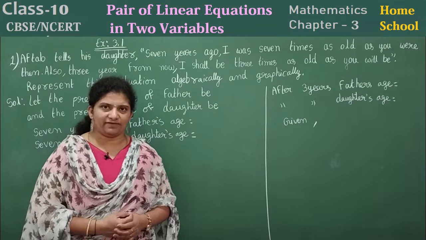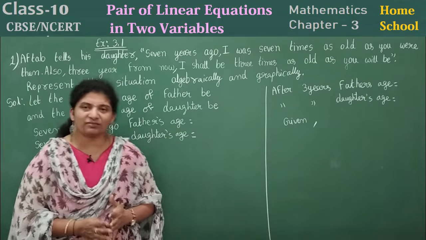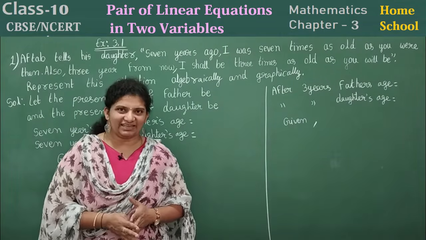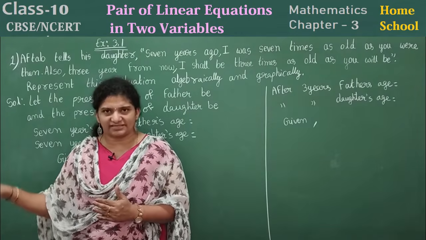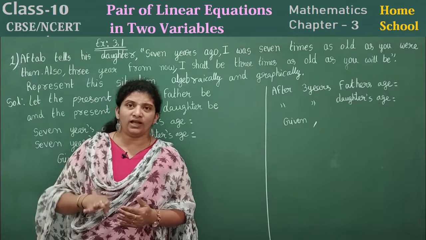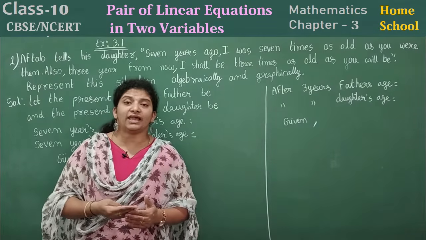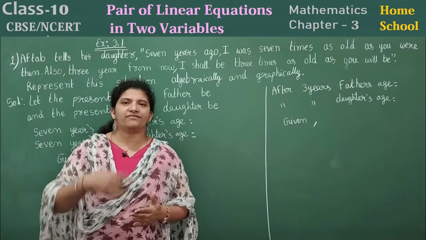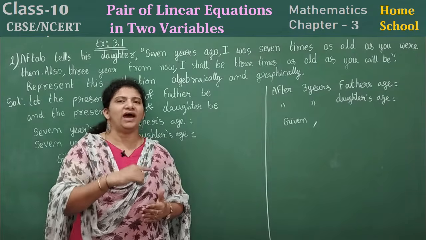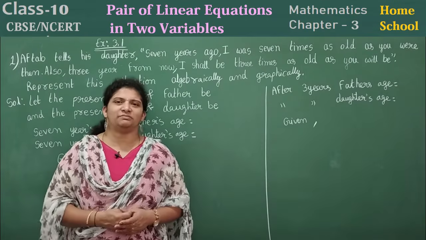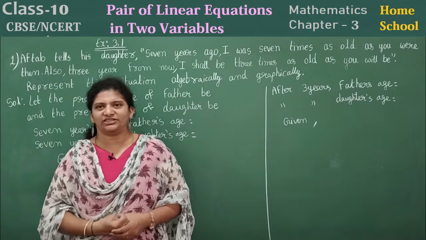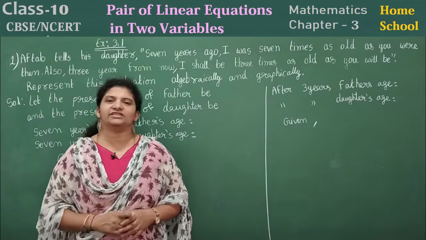What is the daughter's age before 7 years? Y minus 7. Now we are going to frame the equation. That is, Aftab's age before 7 years, X minus 7, is equal to 7 times the daughter's age, 7 bracket open, Y minus 7. If you are able to understand the statement, you can frame the equation. Okay, one of the equations is completed.